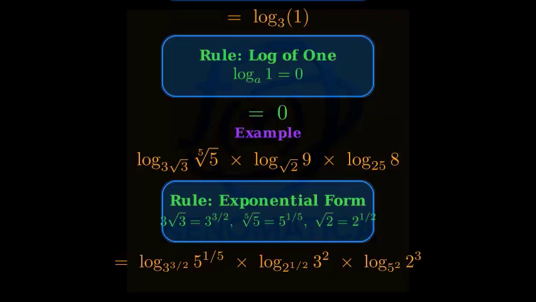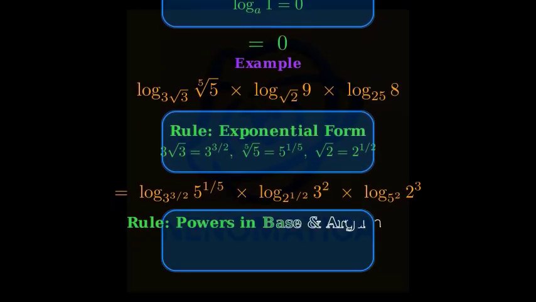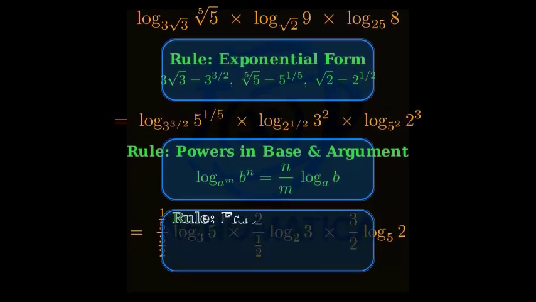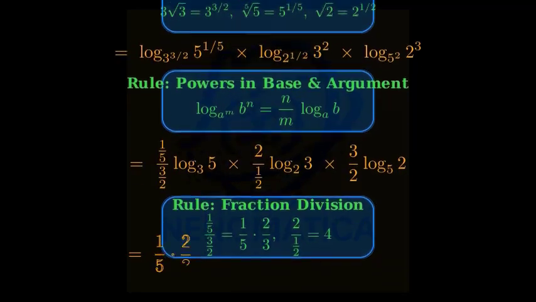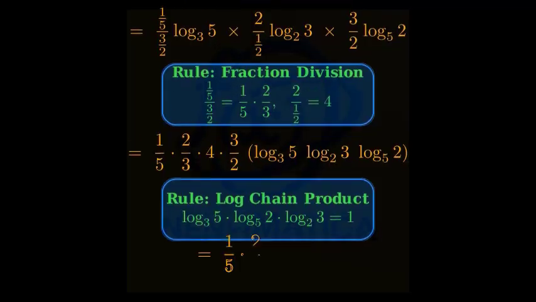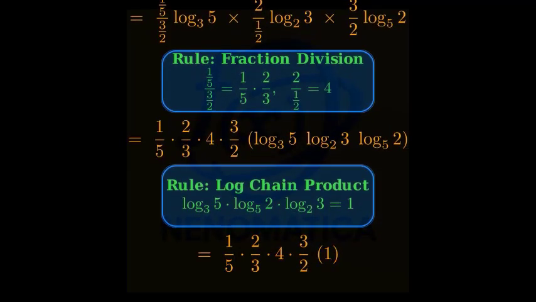Step 2. When both base and argument are powers, use the rule log base a to the m of b to the n equals n over m times log base a of b. Step 3. Simplify the fractional coefficients. Step 4. The chain product of logs collapses to 1.